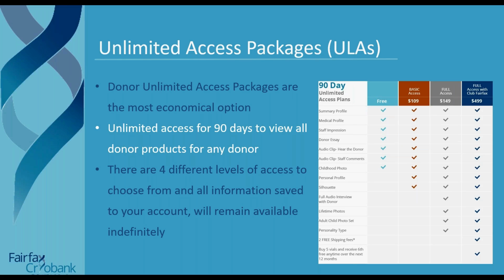And if you're planning on buying multiple vials for family planning, if you're planning on getting sibling vials, trying to plan ahead, then we do have an option there for buying 5 vials and receiving the 6th vial for free anytime over the next 12 months. That's a free vial. It adds up if you're buying multiple vials. But that is best to consider if that is your plan. Sometimes the full access is extremely beneficial.